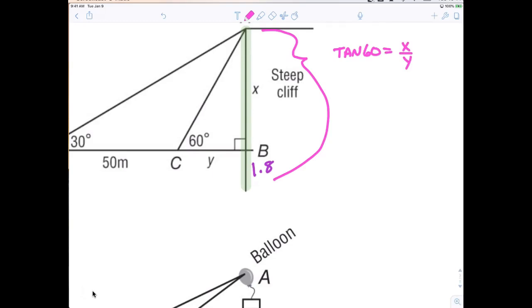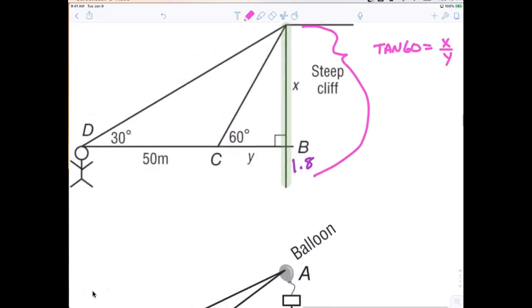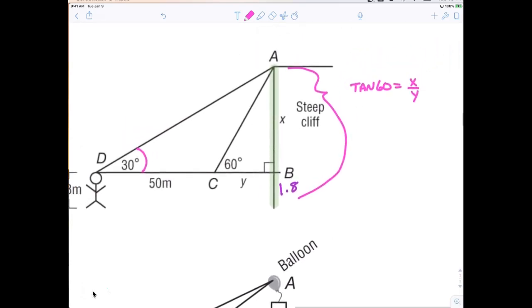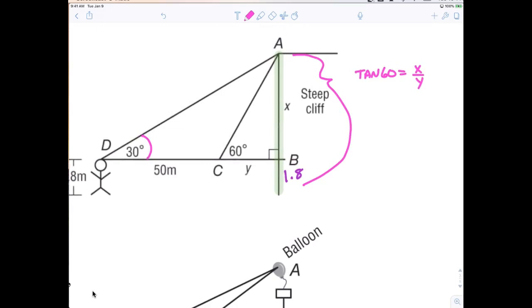All right, and again, to me, it's not really that hard, but kids find this really hard for some reason. I don't know why. Now I'm looking at, with respect to this angle, please. Somebody write the relationship for that angle. Tangent of 30 equals what? Say it again. X over 50 plus y.